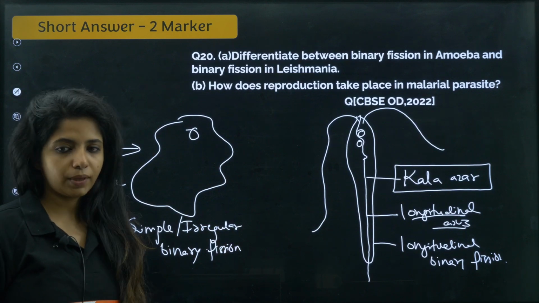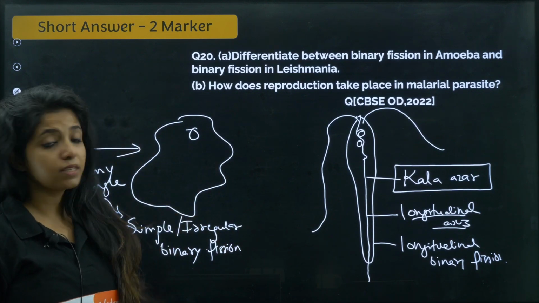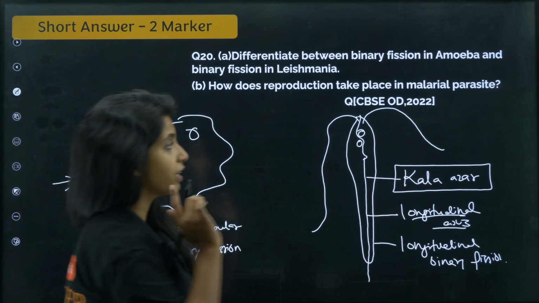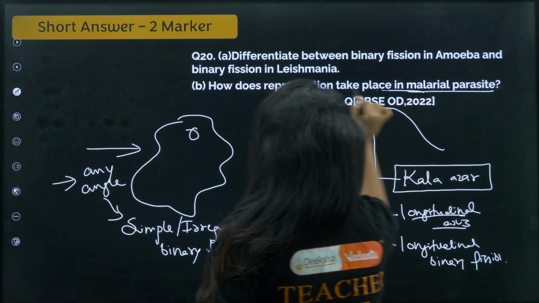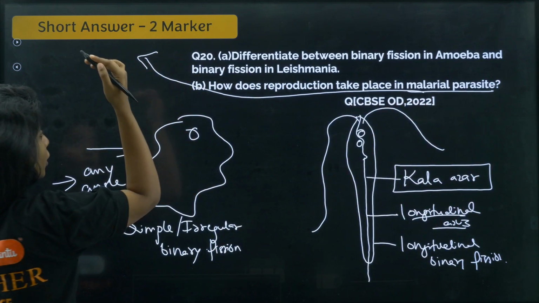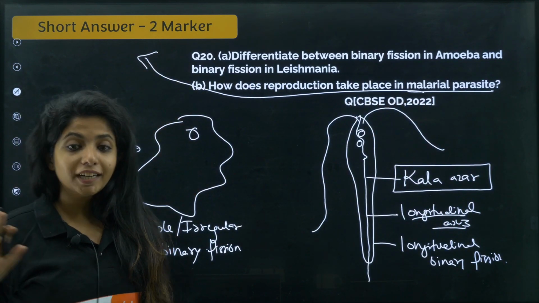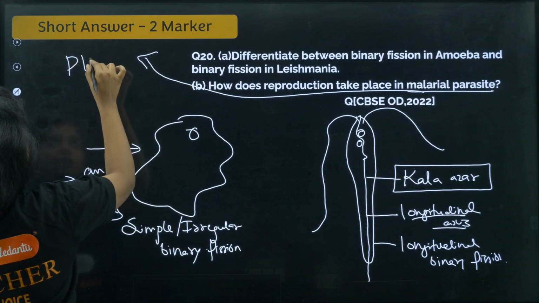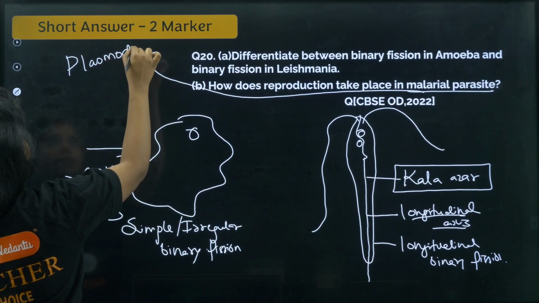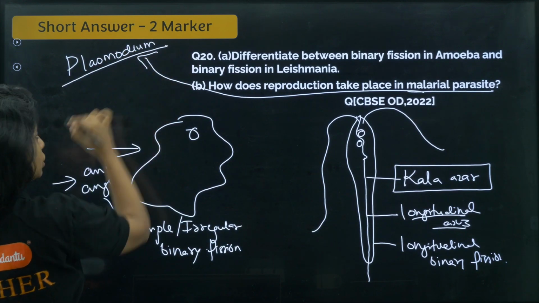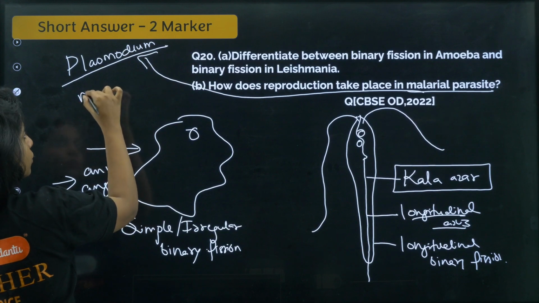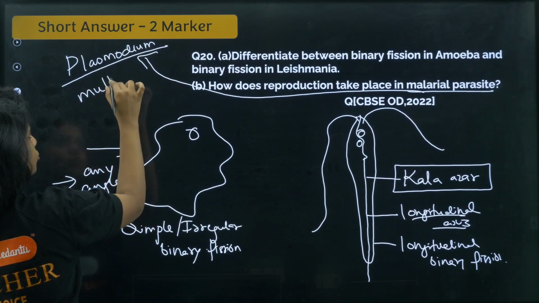Works? Okay. Now, how does reproduction take place in the malarial parasite? What is a malarial parasite? I told you in the class. They would give you twisted questions like this. If you do not know the malarial parasite, then everything is gone, right? So malarial parasite is, my dear children, Plasmodium. And how do they do the reproduction? They have asexual mode of reproduction with the help of multiple fission.